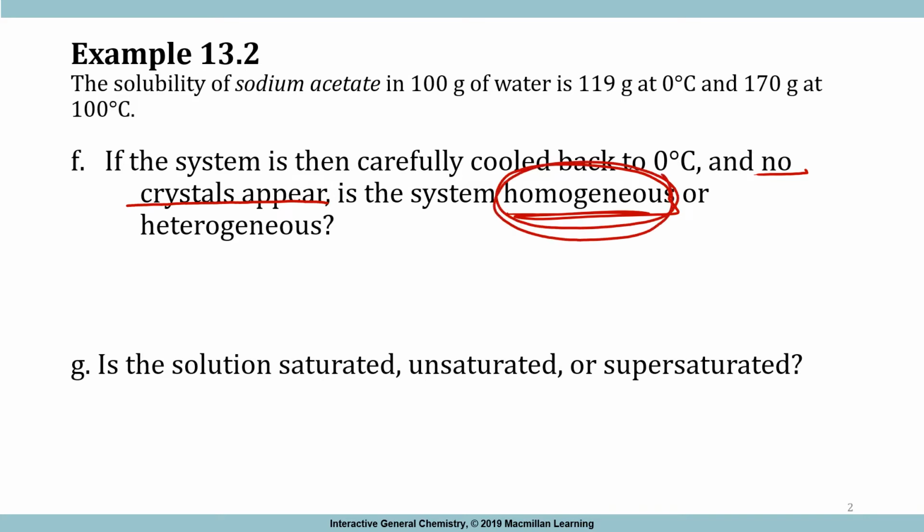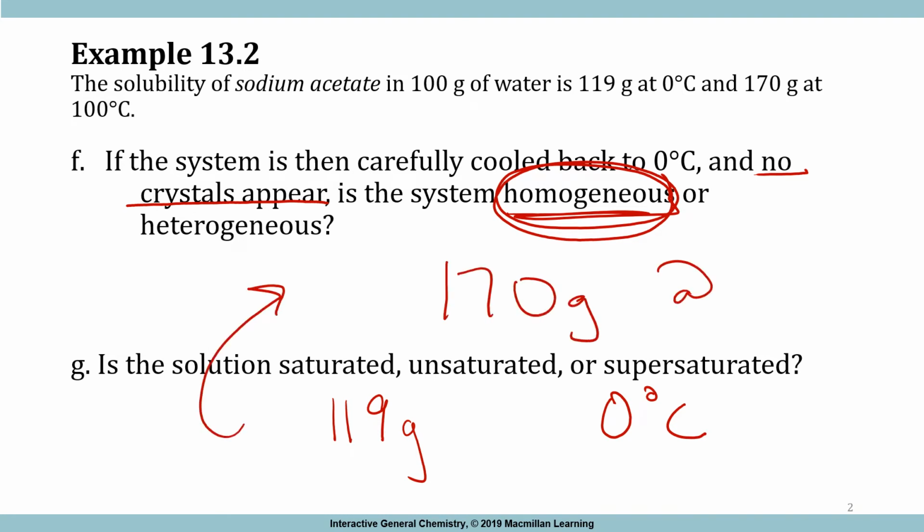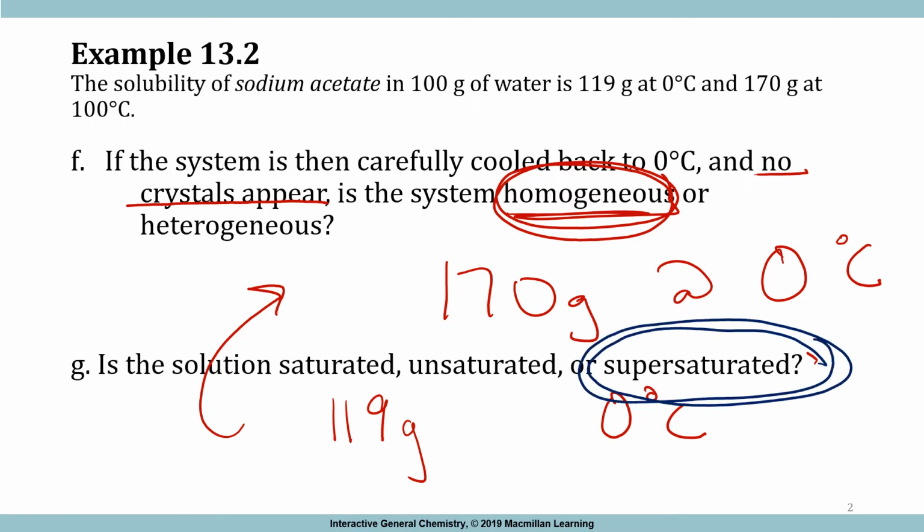And then G, is the solution saturated, unsaturated, or supersaturated? Remember that only 119 grams can be dissolved at 0 degrees Celsius. But in F's solution, we have 170 grams dissolved at 0 degrees Celsius. If that is the case, this will definitely be an example of a supersaturated solution. But the second it recrystallizes, because most likely it is going to recrystallize, it's going to go back to saturation.